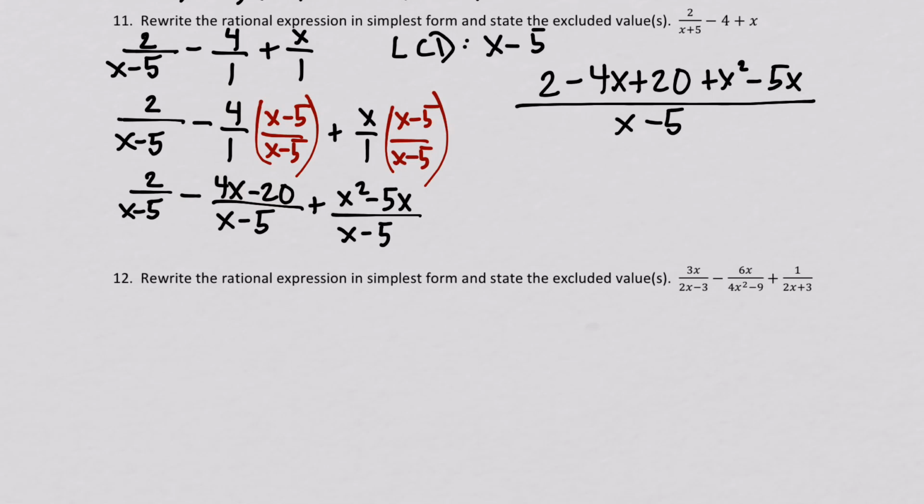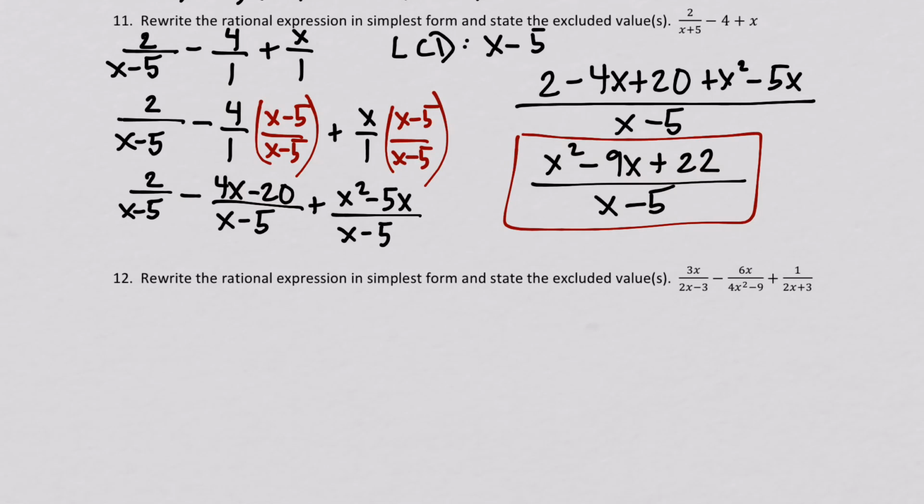Combine like terms in the numerator. It's going to be x squared, minus 5x minus 4x is minus 9x, and positive 20 and 2 makes 22, all over x minus 5. And again, the last thing you should try to do is see if you can factor this to see if anything can cancel. X squared minus 9x plus 22 is not factorable, so that means that we are done.